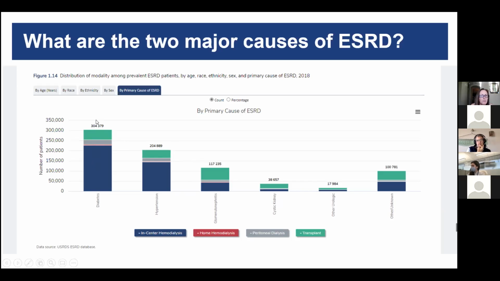This is the total number of patients, and then it's by renal replacement therapy modality. In blue here is hemodialysis, home hemo, peritoneal dialysis in gray, and then transplant in green. And it's interesting to me that fewer patients with diabetes or hypertension are getting transplanted versus some of these other causes.